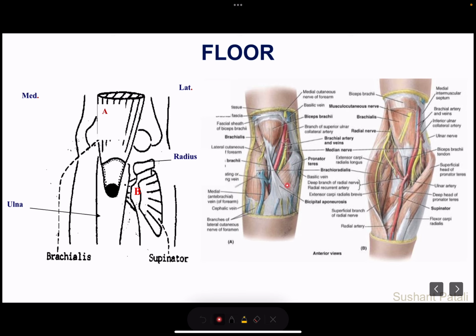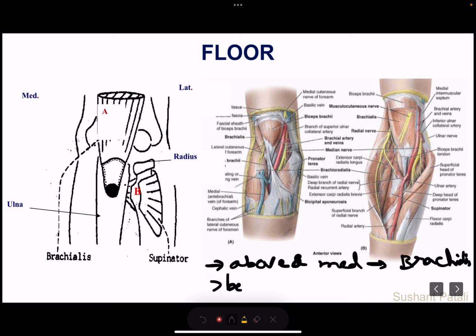The brachialis muscle is seen here, that lies deep to the biceps brachii muscle. This is the pronator teres actually, so deep to this will be the supinator. It's actually a deep structure because it forms the floor. So I believe the floor is clear. Two structures form the floor of the cubital fossa: above and medially the brachialis, and below and laterally the supinator muscle. So this is the floor.